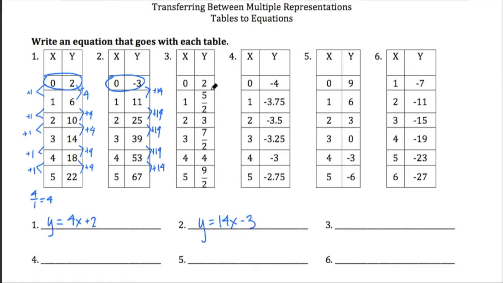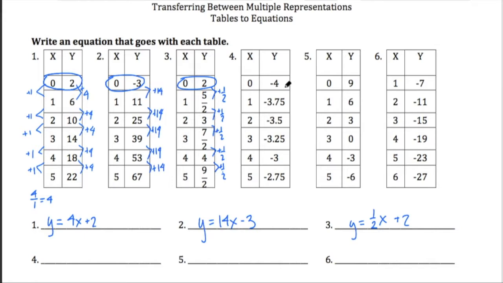Great. Oh look, fractions, extra fun. So from 2 to 5 halves. Well, 2 is really 4 halves up to 5 halves, so that's an increase of 1 half. And then 5 halves plus another half would be 6 halves, or 3. So yes, it does go up by 1 half again, and 1 half again, and 1 half again, and finally 1 half a last time. And the x change is going up by 1 every time. So 1 half divided by 1 is simply 1 half. So our equation starts off y equals 1 half x. And again, we see when x is 0, y is 2.